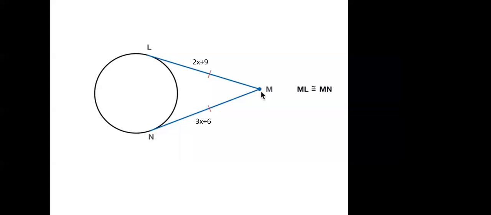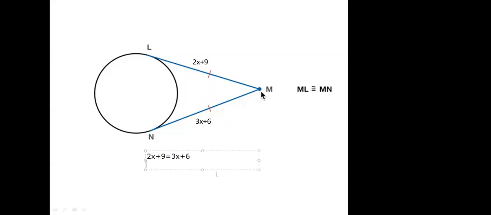Okay, so now we have one exercise. We need to find the length of both lines, ML or MN. As we see that ML is equal to MN, that means the lines will be the same, so we just need to find one of them. How will we find it? We need to solve this equation. So let's do it. We know that the length of this line is the same as the other one, so 2x plus 9 equals 3x plus 6.